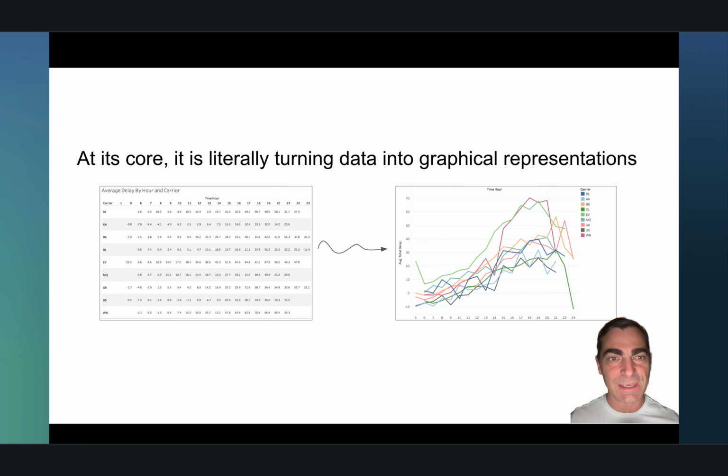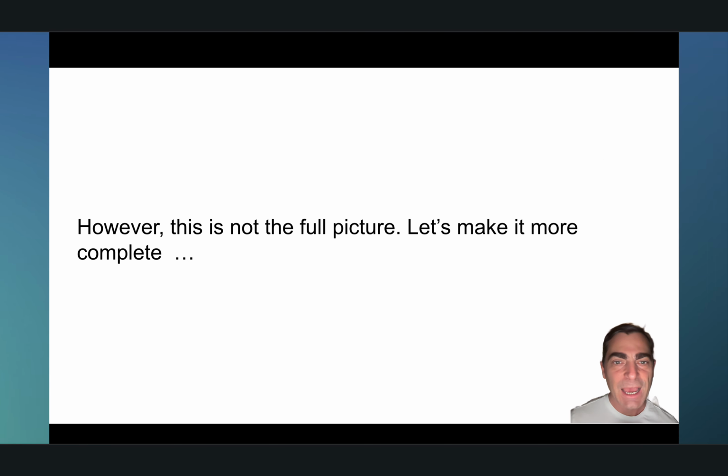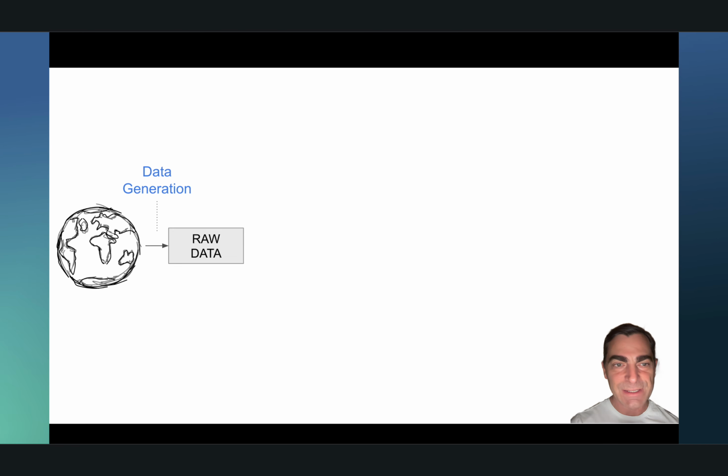But all of these things have one thing in common. What do they have in common? Well, they literally deal with the problem of turning data into graphical representations. However, this is not the full picture. Interestingly, information visualization or data visualization, as is also commonly described, is not just about taking data and finding a visual representation for the data set. So let me try to give you a more complete picture of what is going on in visualization.